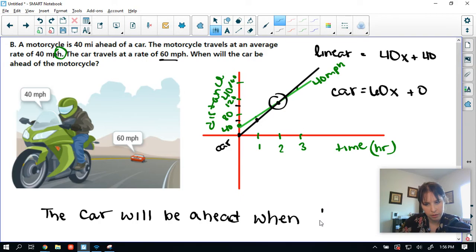When t, and we're talking about all the time that the car is ahead. So the car is going to be ahead for any number greater than that 2 hours. So all of this here, and these are lines, so this will continue to grow at 40 miles per hour, and this will continue to grow at 60 miles per hour. So from this point on, from t equals 2 on, the car will be further than the motorcycle. I should put of the motorcycle.